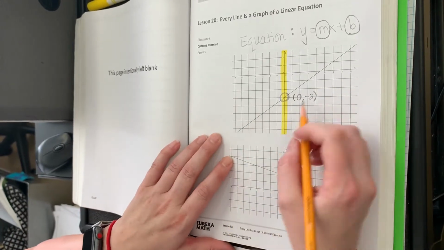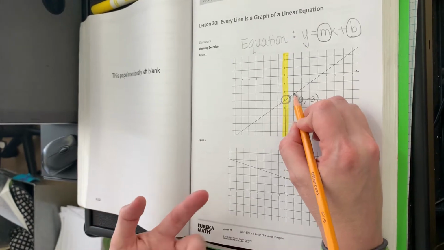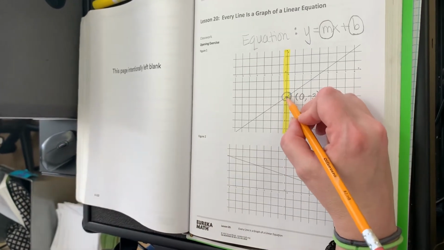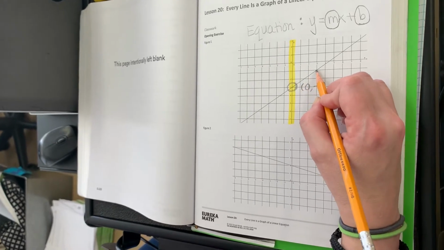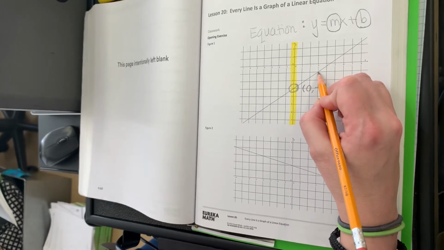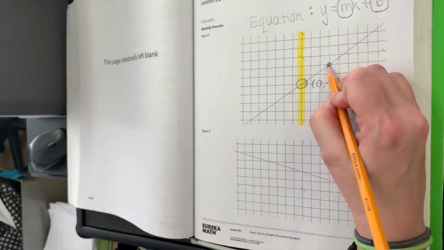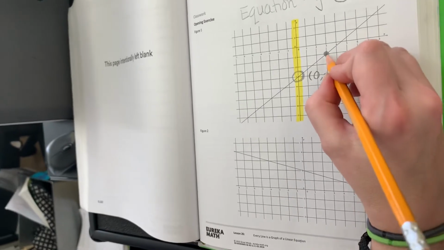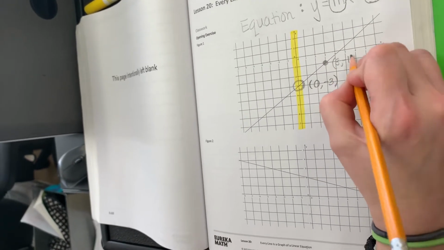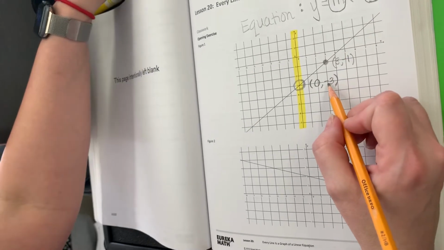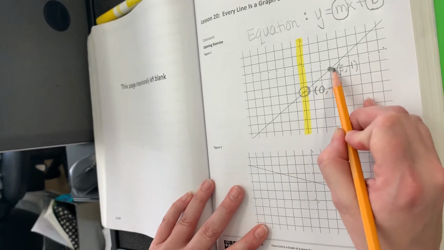So now I need to look at my line and keep following it. I can either go up or down, but if I go up, I'm going to look where my line crosses through the corner of the square. And if you look right here, this is the next point where it goes exactly through the corner. So this is at (3, negative 1). So here's your y-intercept. Here's the next point on the line.